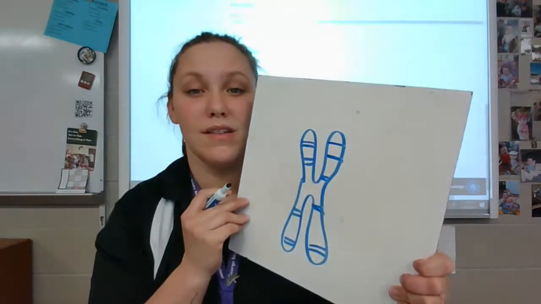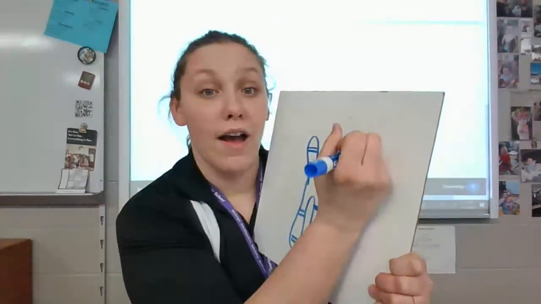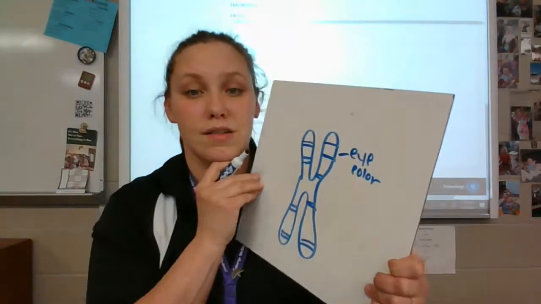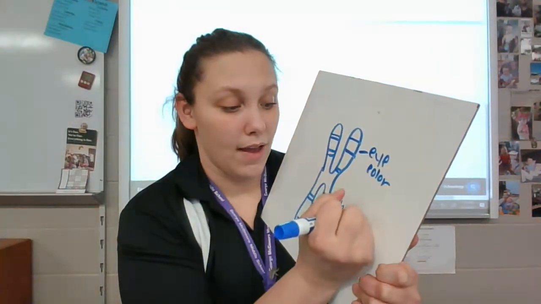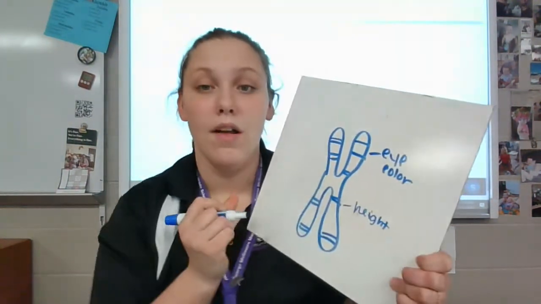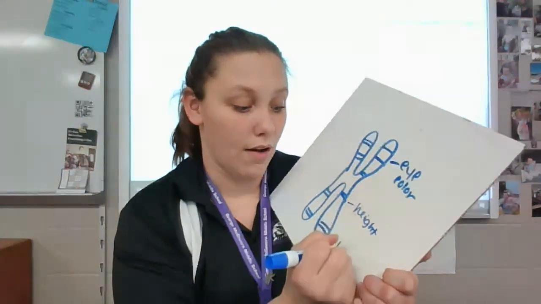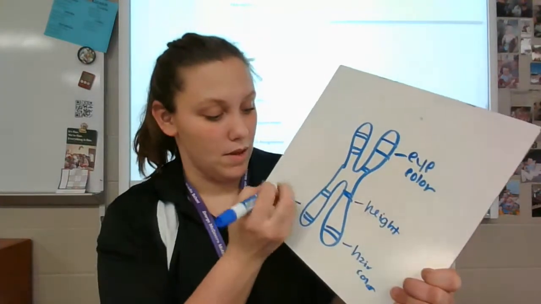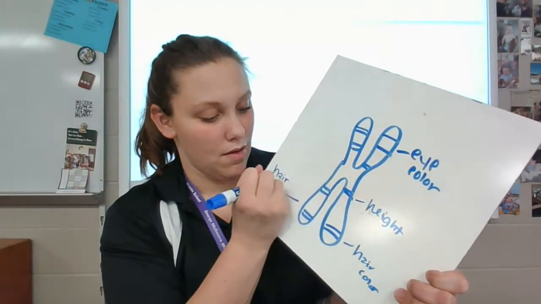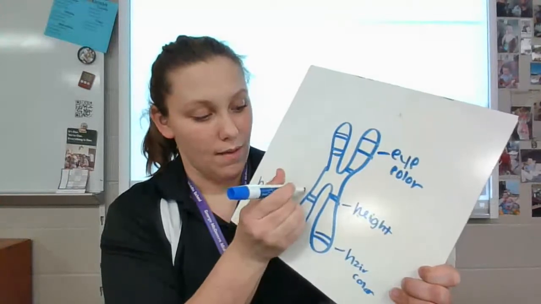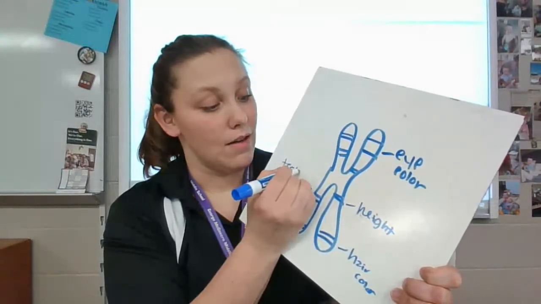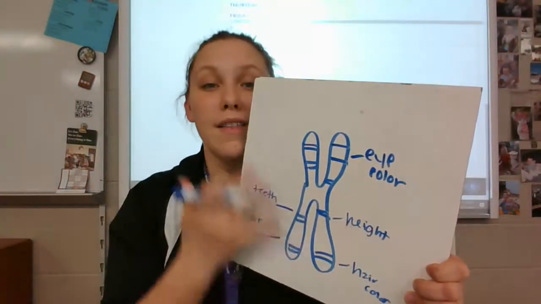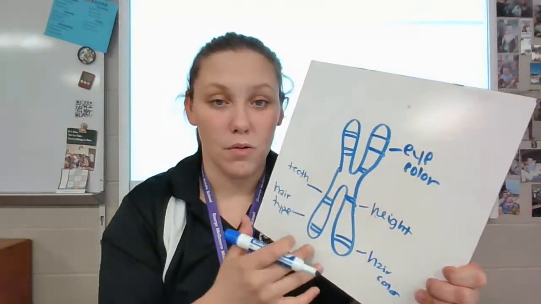So some of these traits could be like our eye color. One of these traits could be our height, why we're tall, why we're short. Another one of these could be our hair color. And another one could be our hair type. One of them could be maybe why our teeth are straight or why we might have needed braces because our teeth weren't that perfect right away. All of these things are in our chromosomes.